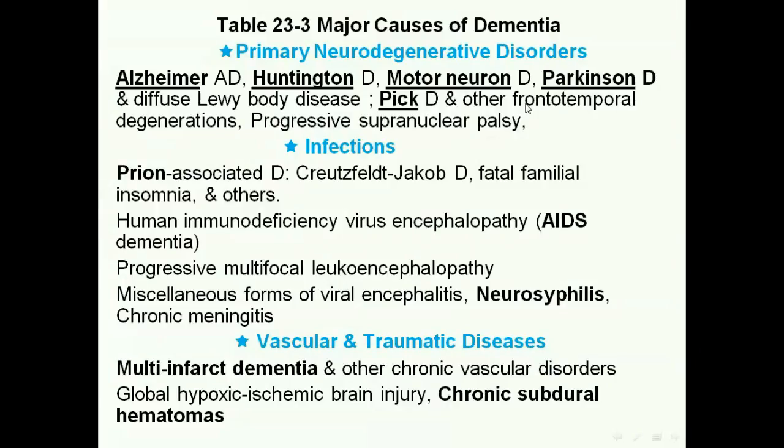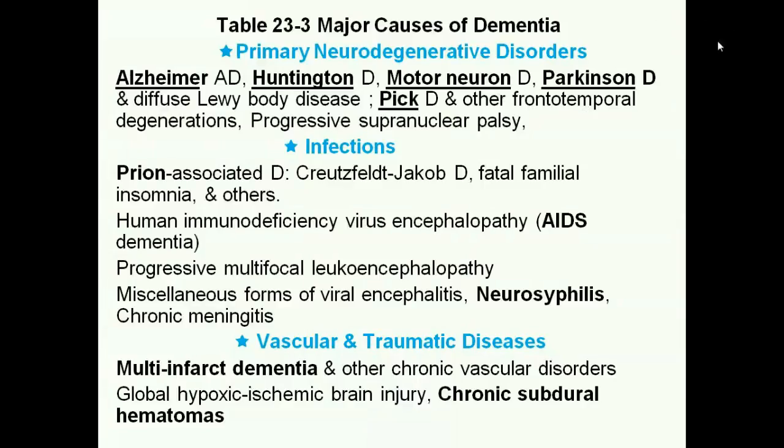Now, the infections: prion-associated disorders like Creutzfeldt-Jakob disease, fatal familial insomnia, AIDS, PML, which is progressive multifocal leukoencephalopathy, viral infections like neurosyphilis, which I think is in the third stage, and chronic meningitis. But those are not very important.